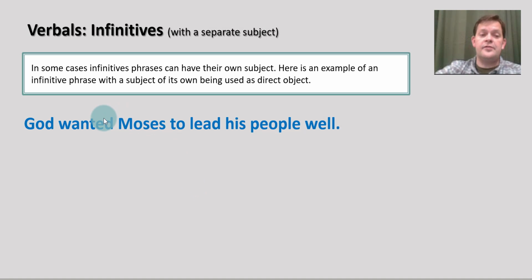Another example of an infinitive here. "God wanted Moses to lead his people well." So you can try and diagram that on your own. Your verb is "wanted," right? Your subject is "God," and so that gives you "God wanted." If you ask your direct object question, God wanted what? Well, the answer would be "Moses to lead his people well." The whole thing here is, in fact, a phrase that's functioning as the direct object.